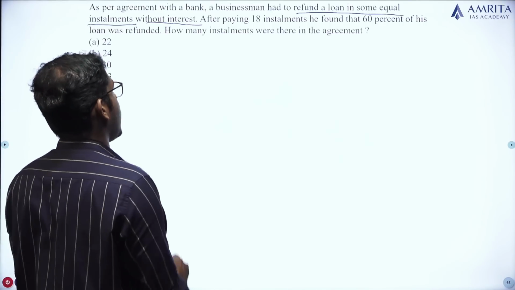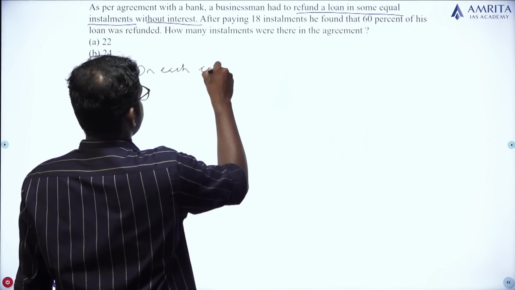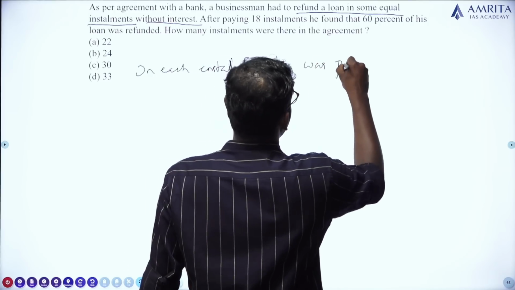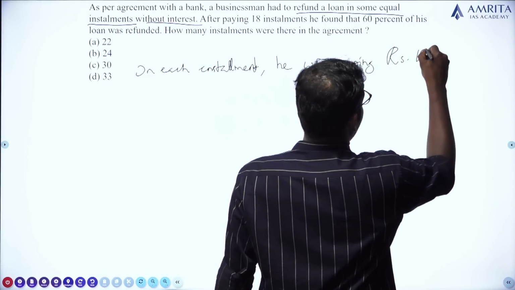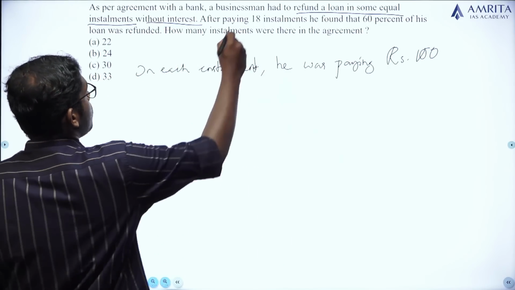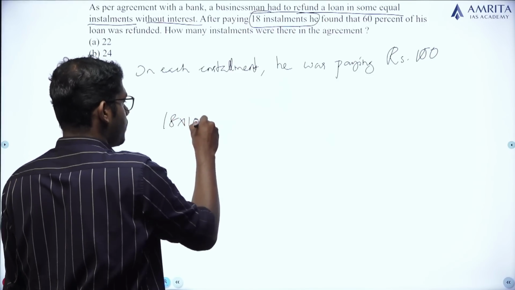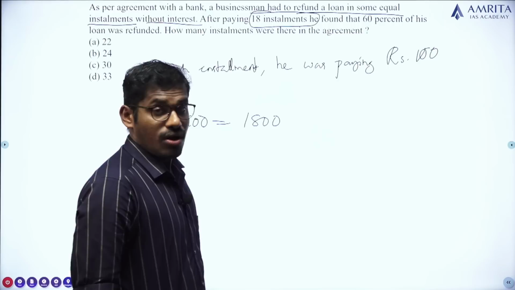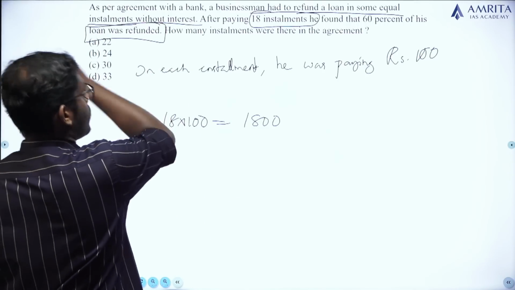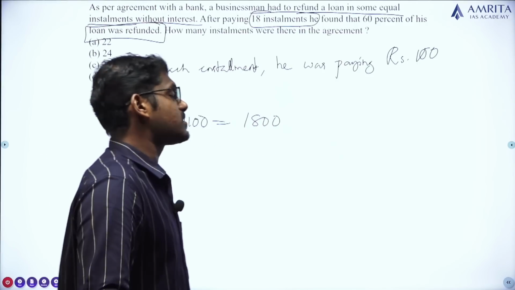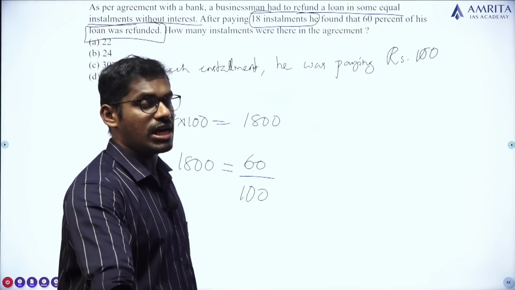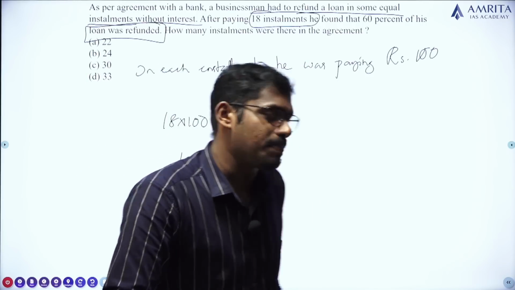Okay, let us assume that in each installment he was paying 100 rupees. So after paying 18 installments, the total money he had paid is 1800. Okay, and this 1800 is the 60% of his loan. So we can say that 1800 is equal to 60%, which means 60 by 100.